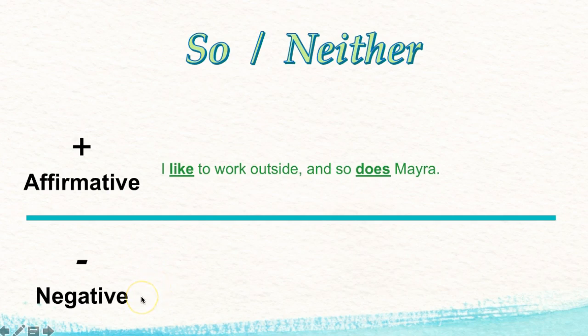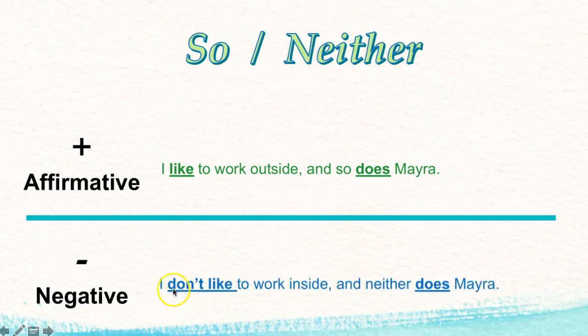For negative sentences, we can use either, but we can also use neither. I don't like to work inside, and neither does Myra. So this means I don't like to work inside, and Myra does not like to work inside. So we both do not like to work inside. We have this in common.